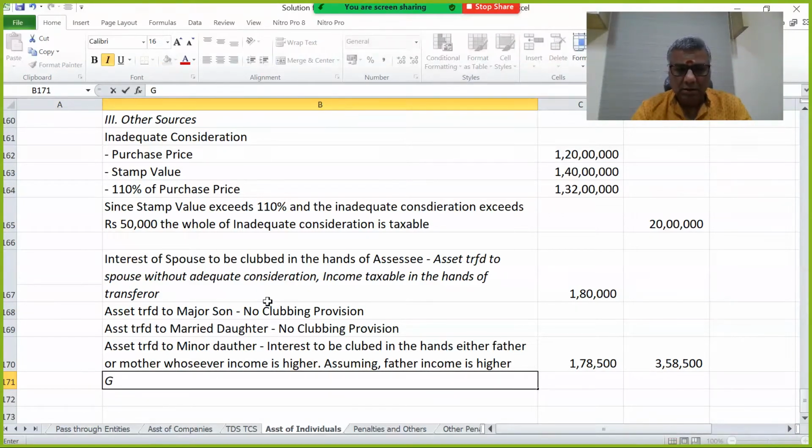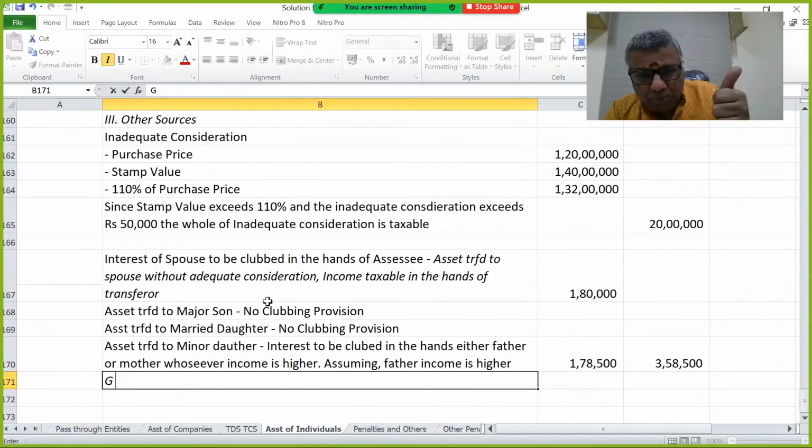Sir, could you repeat that, major son and married daughter? Asset transferred to major son, there is no clubbing provision. Asset transferred to married daughter, there is no clubbing provision. Only spouse, there is a provision. If asset is transferred to daughter-in-law also, the income will be clubbed.